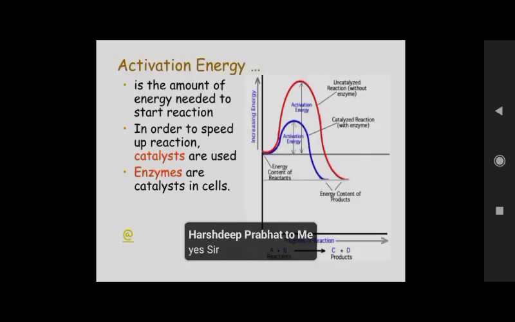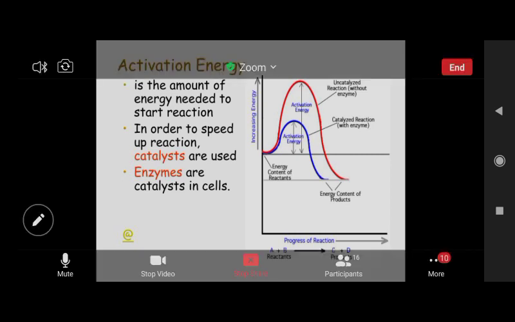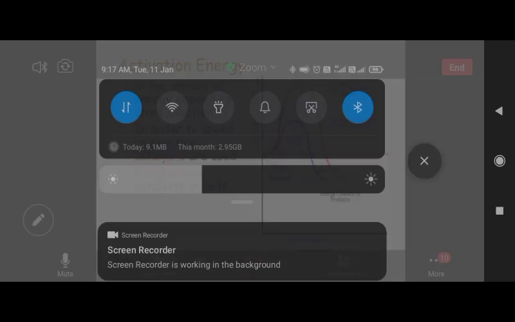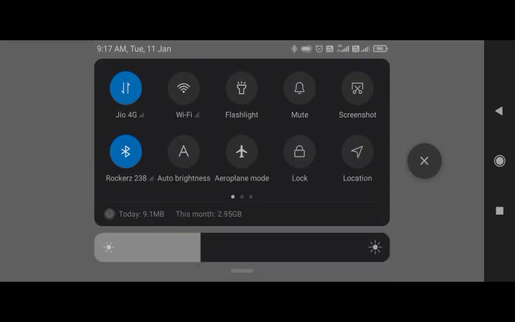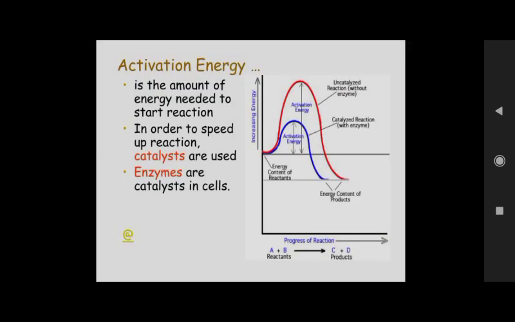The slide is clearly visible to all? Okay. Actually, okay. Just 1 minute. Let me do one setting. Okay, fine.